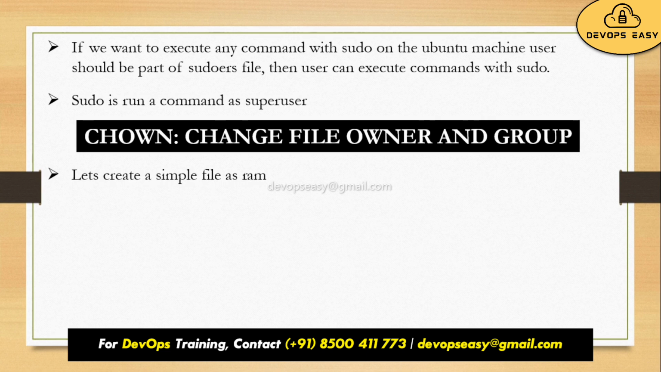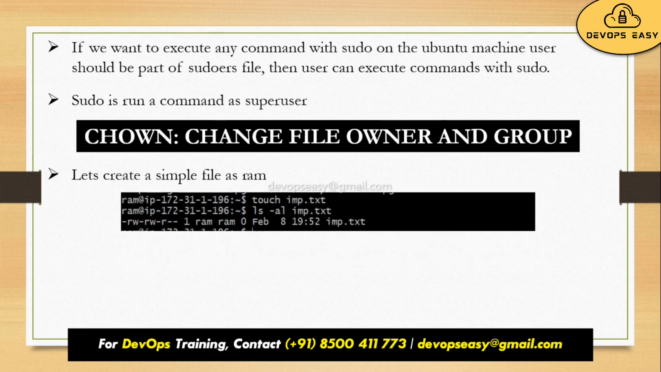Now we are going to discuss chown, nothing but change file ownership and group. How to change the owner of the file. Okay. I will create a simple text file with touch important.txt. If I enter ls -al, you can see who is the owner of this file, ram.